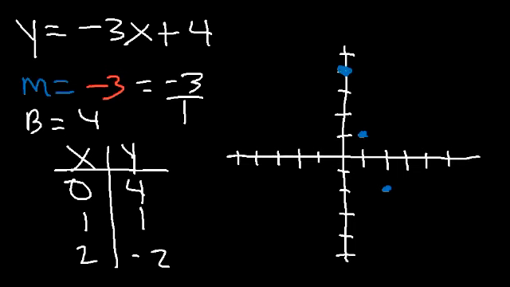You can add another point if you want to. If we go 1 to the right, down 3, we should be at (3, -5). So now we can connect these points with a line. And so that's how you can graph it.